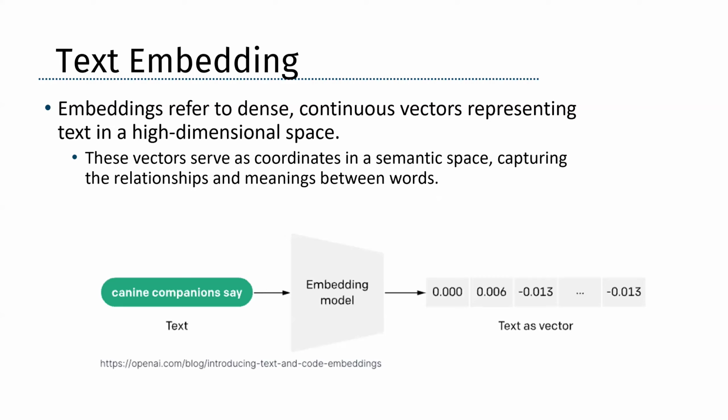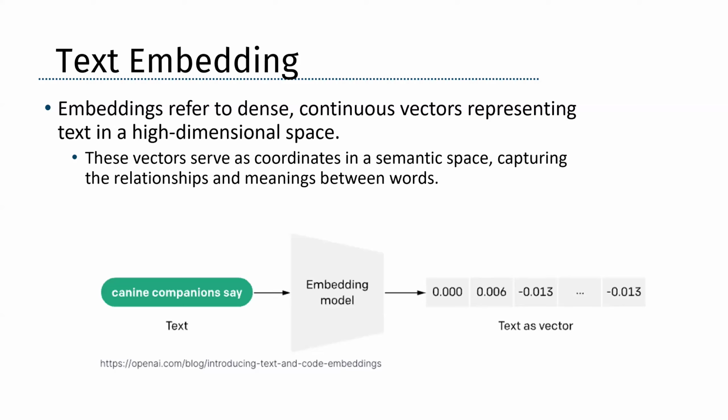Think of it as creating a map where each word is a point, and the distance between these points reflects how related the words are. For example, words like dog and puppy would be mapped close together because they have similar meanings. This transformation allows the model to understand not just what the words are, but how they relate to each other.